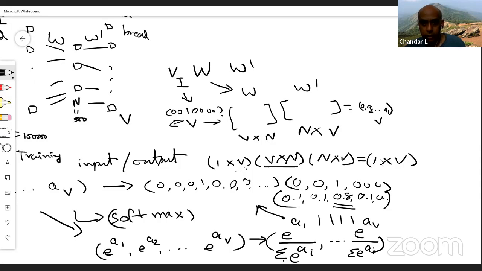This is the matrix multiplication, 1 cross V into V cross N into N cross V. You again get a 1 cross V matrix. So okay, this was a one hot encoded vector. This is the weight matrix W. This is the weight matrix W dash. So these two are unknown.